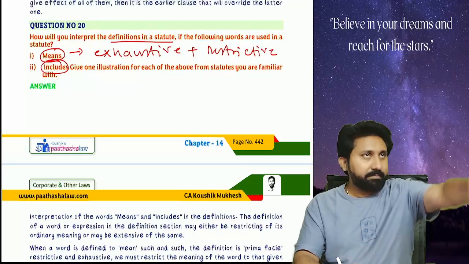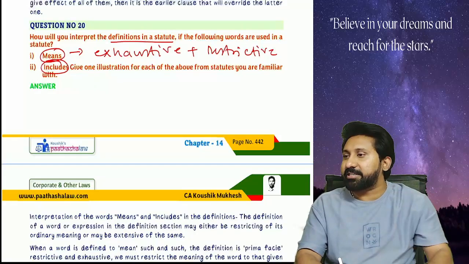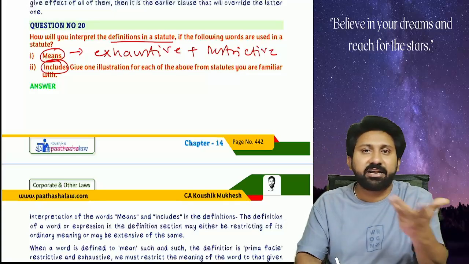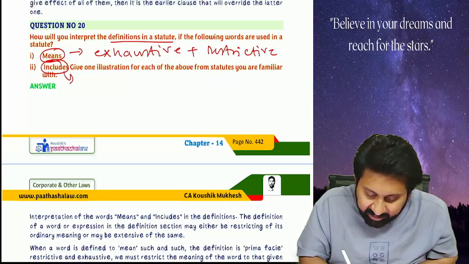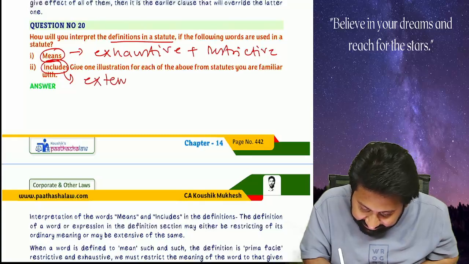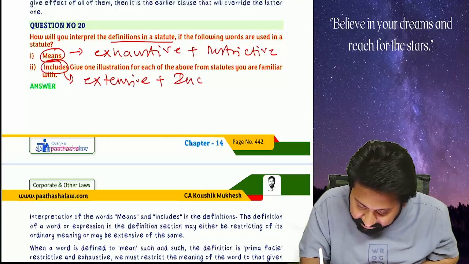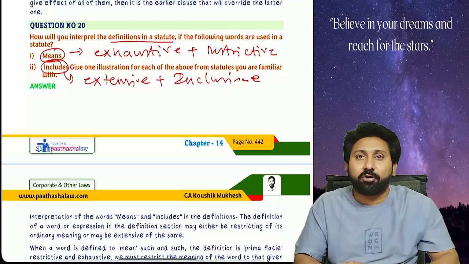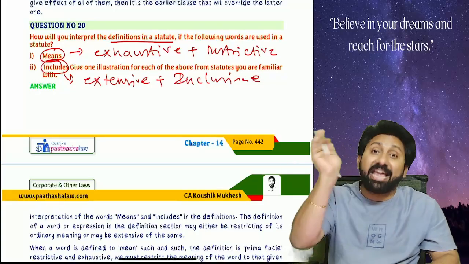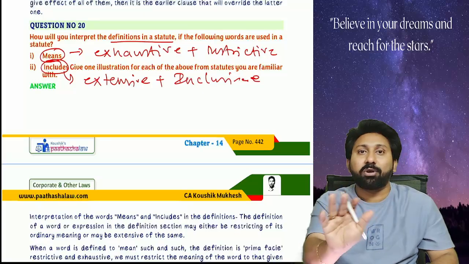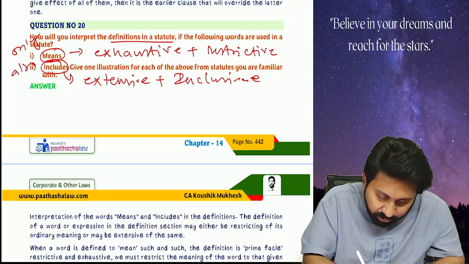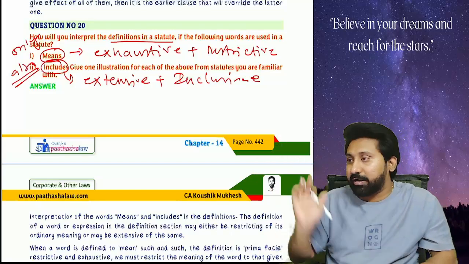Related party means, I have given a list. Only those are in the list. You cannot add anything or delete anything. Includes, on the other hand, is extensive and inclusive. Whatever list I have given after includes, those are only some of the examples. Those are not the only ones. So means is always associated with only those will come. Includes is always associated with also those will come.